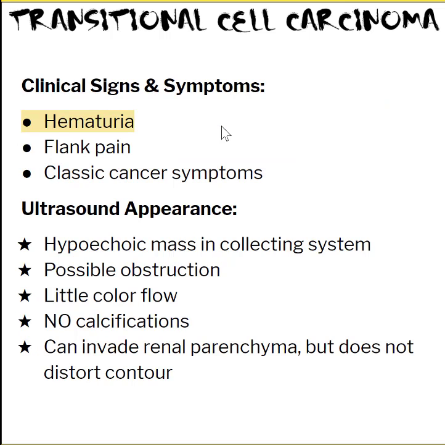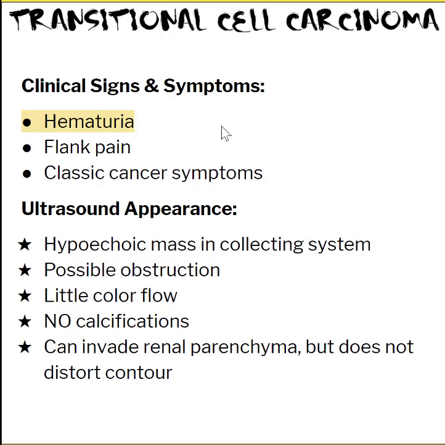Clinical signs and symptoms are very similar as well to renal cell carcinoma. The first one usually being hematuria, again blood in the urine, flank pain, or classic cancer symptoms. Now in ultrasound, we are going to see a hypoechoic mass within the collecting system. And because of where that mass is growing in the collecting system, it can actually cause obstruction. So we might see a mass surrounded by fluid or urine in the pelvis of the kidney.